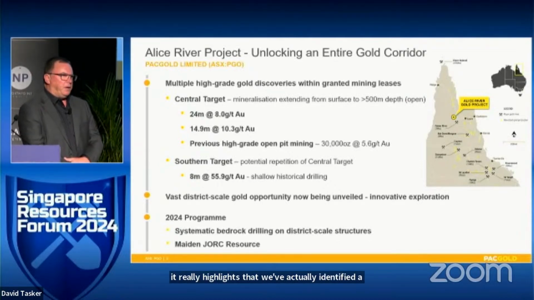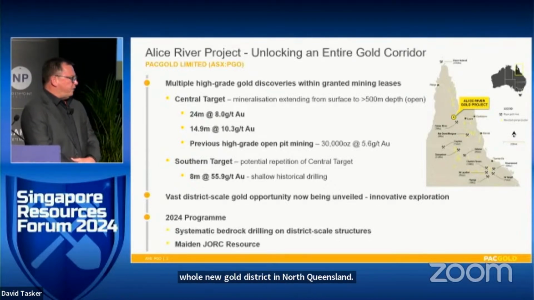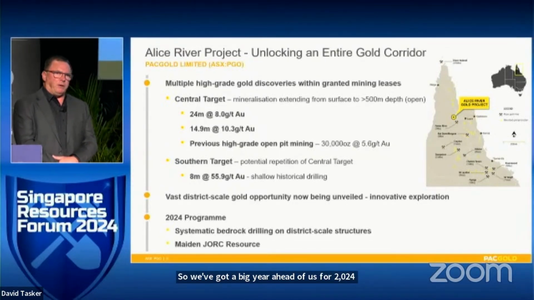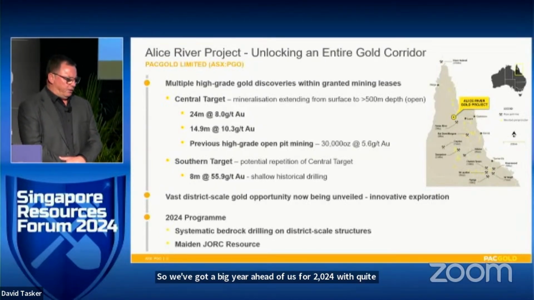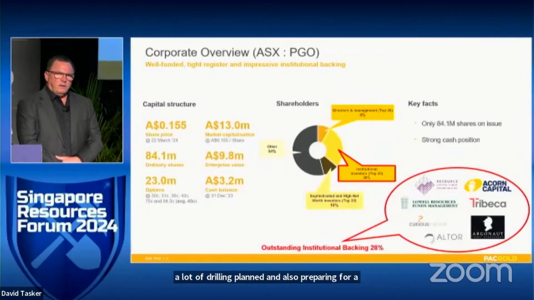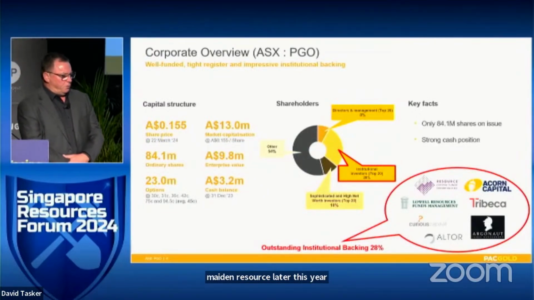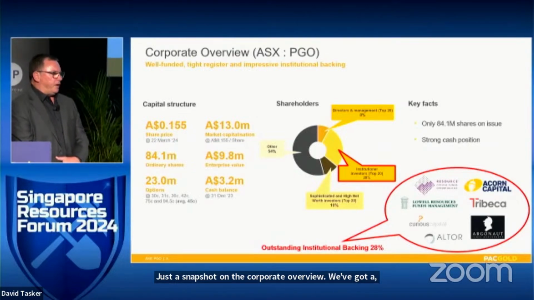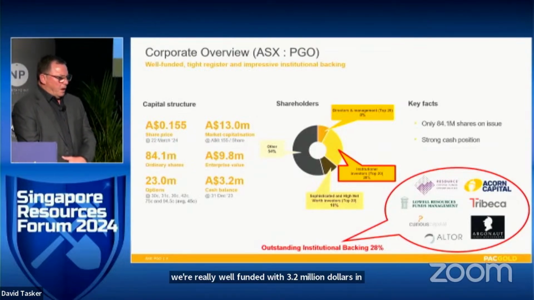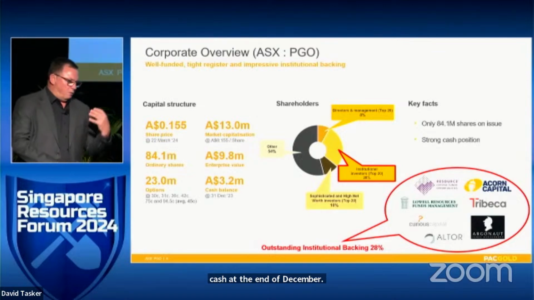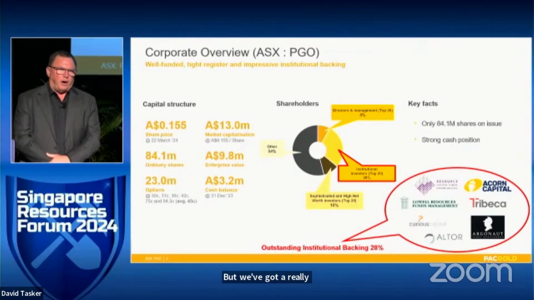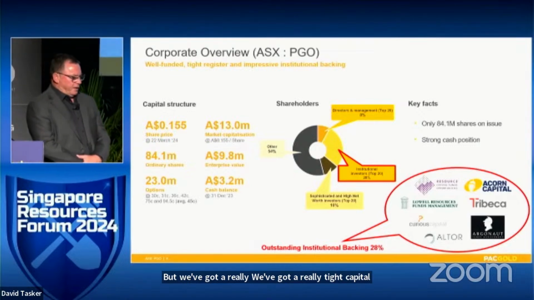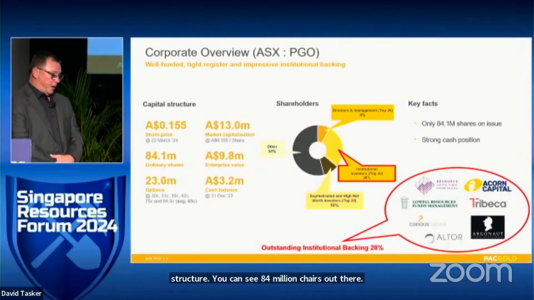So we've got a big year ahead of us for 2024 with quite a lot of drilling planned, and also preparing for a maiden resource later this year. Just a snapshot on the corporate overview. We're really well funded with $3.2 million in cash at the end of December, but we've got a really tight capital structure. You can see 84 million shares out there. That's a really tight number.